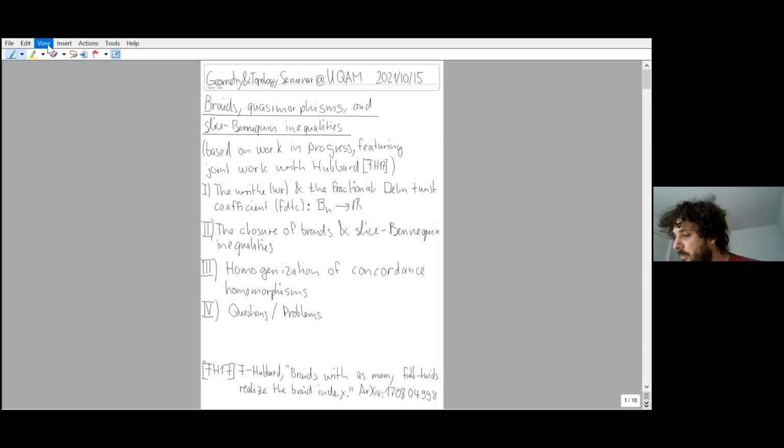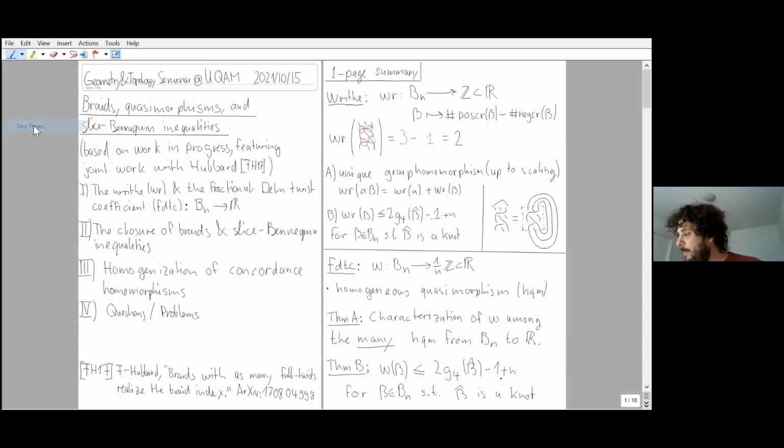And I actually decided to do the following. I give you a one-page executive summary of what you have to take away from this talk. That's really all there is to take away. And the point is the following. I will talk about the writhe. The writhe is a group homomorphism from the braid group, which I will define in more detail, to Z. And you can geometrically calculate it by drawing a braid, counting the number of positive crossings minus the number of negative crossings. Here, 3 minus 1 is 2.